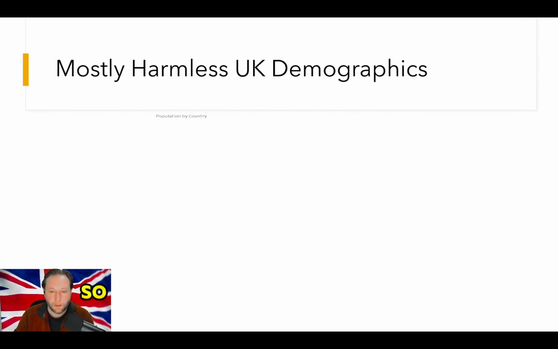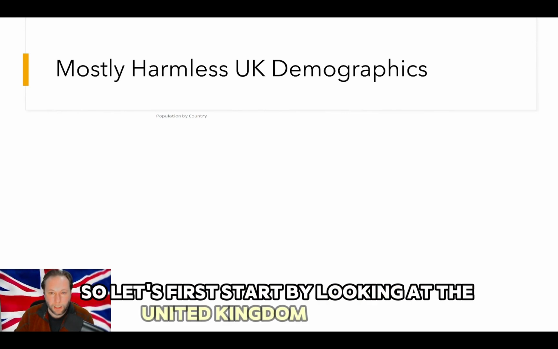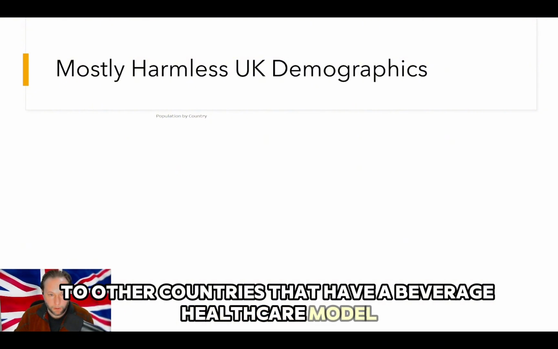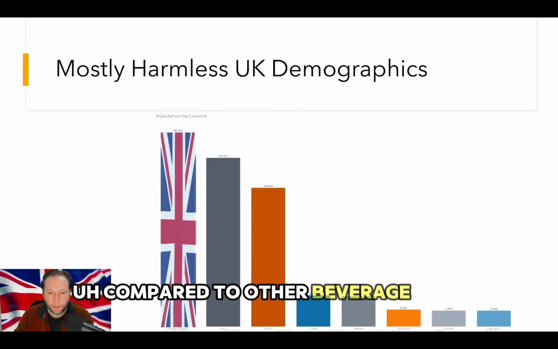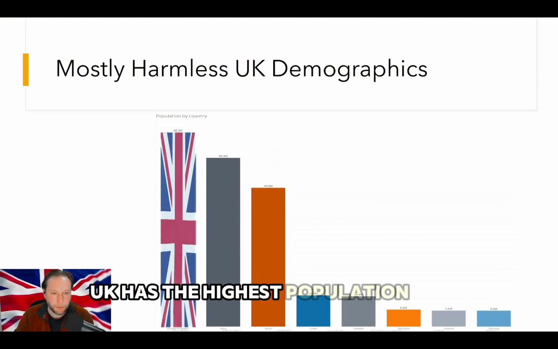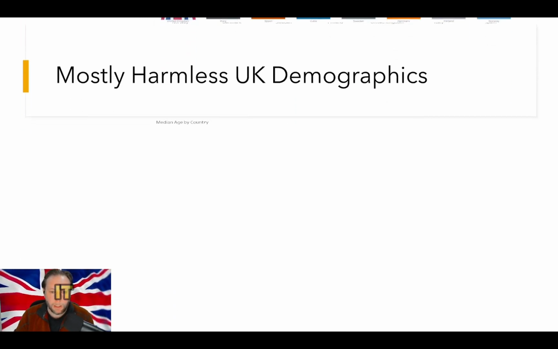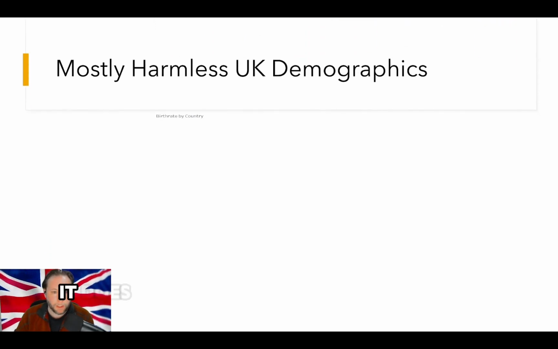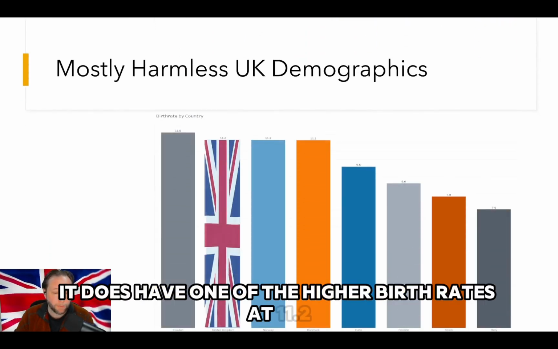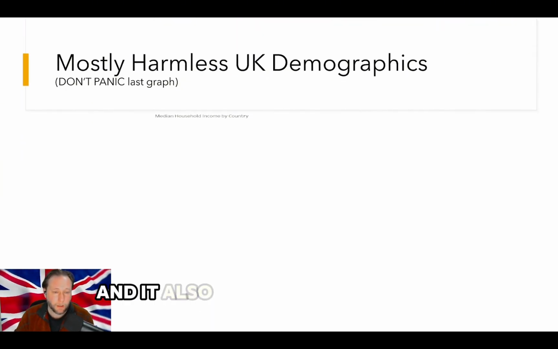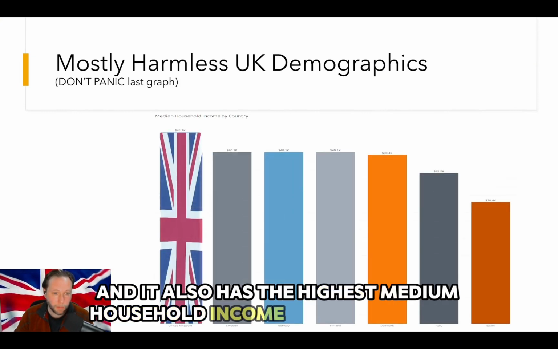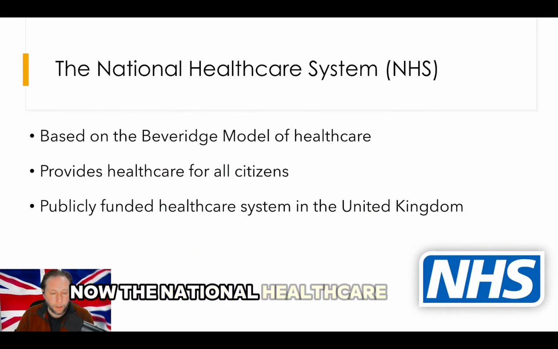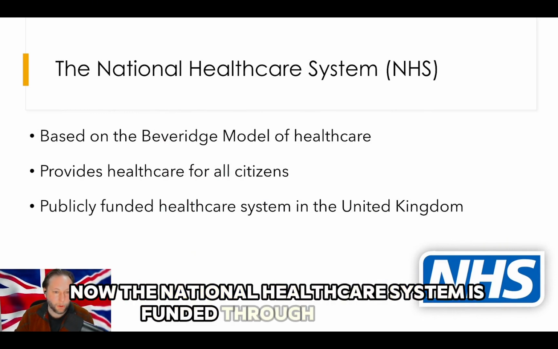So let's first start by looking at the United Kingdom compared to other countries that have a Beveridge healthcare model. Compared to other Beveridge model countries, the UK has the highest population at 68 million. It has the lowest median age at around 40 years of age. It does have one of the higher birth rates at 11.2, and it also has the highest median household income at around $44,000.